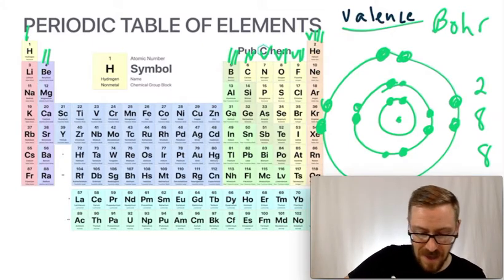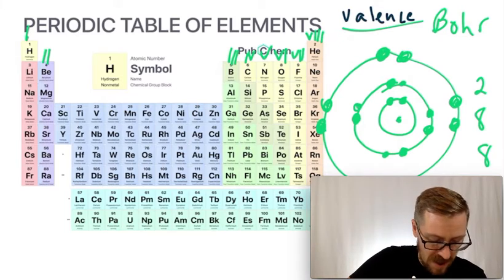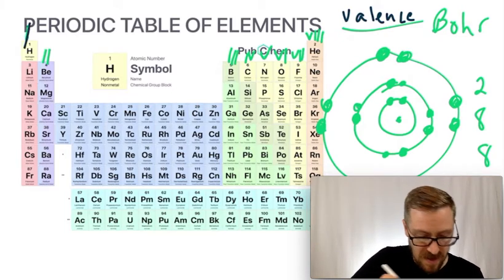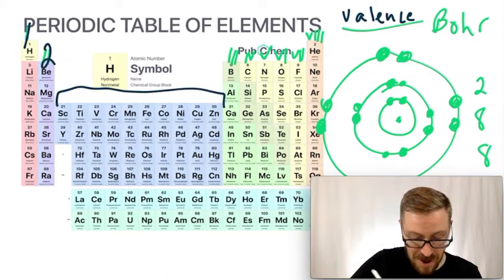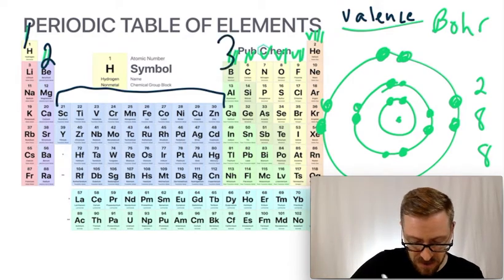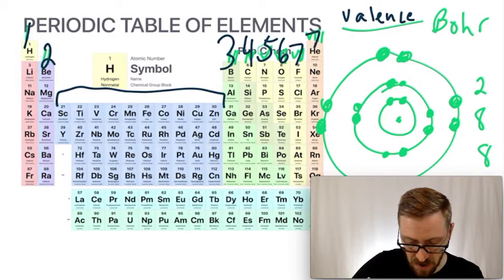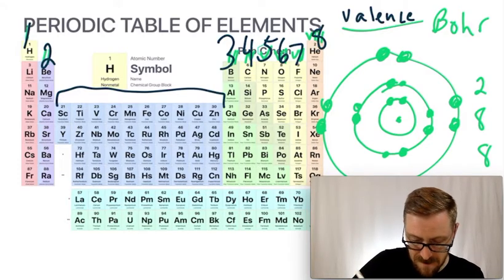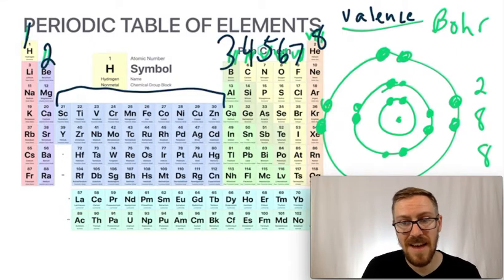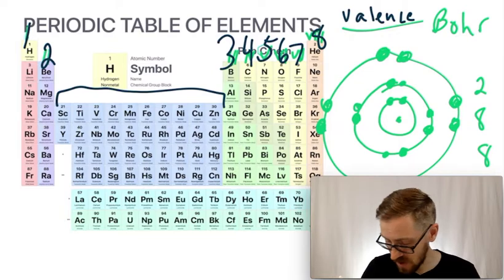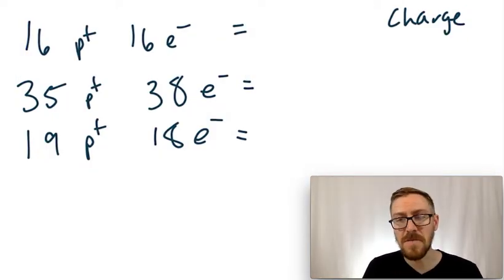But essentially what you end up getting is the first column has 1 in its outer ring. The second column has 2 in its outer ring. Then you skip all of these transition metals because I'm not going to teach those to you. Then the third Roman numeral column has 3, and then 4, 5, 6, 7, and ultimately 8. So look at the Roman numeral as the answer to that question. How many valence electrons does it have? Look at the Roman numeral above each column. Shortcut.